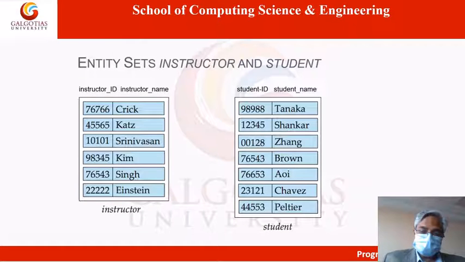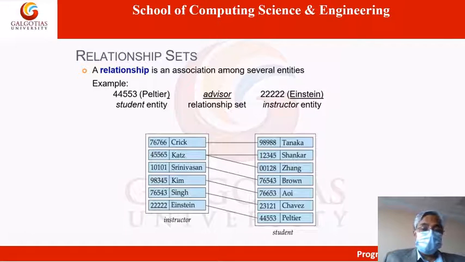Now there is the relationship set. I told you earlier that today we are learning about entity relationship. Till now we have learnt about entities. Now about relationship. What is a relationship? A relationship is an association among several entities.